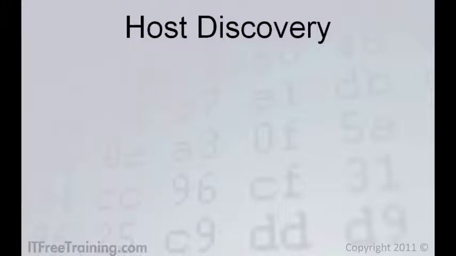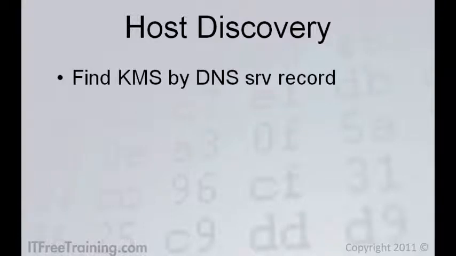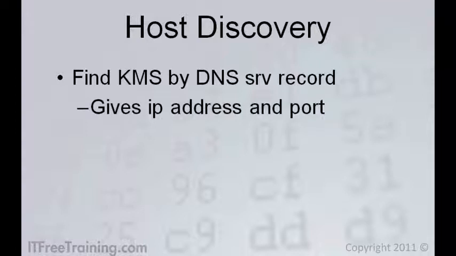By default, KMS clients should be able to find the KMS host by auto discovery. They do this by looking up the service record in DNS. This service record gives the clients the IP address and port address of the KMS host. When you set up your KMS host, it will automatically create via dynamic DNS a service record for you. In most environments, this will work without a problem.